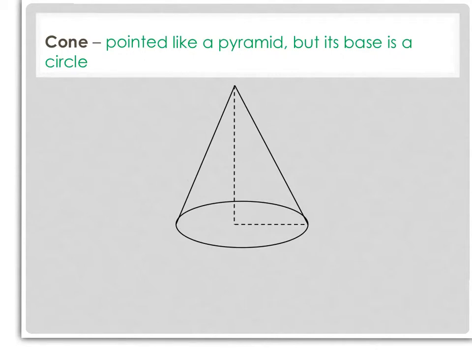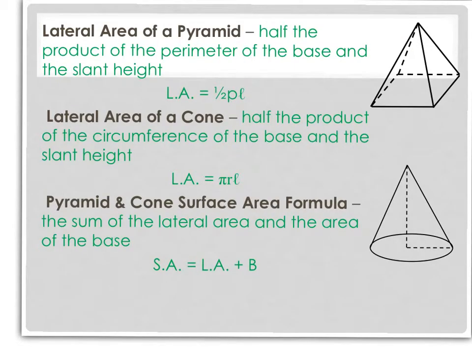A cone is pointed like a pyramid, but its base is a circle. Lateral area of a pyramid is half the product of the perimeter of the base and the slant height. So we can use the formula that lateral area equals 1/2 PL, where L is the slant height. So in our pyramid on the right, this is L, and your height would be in the center. This would be your height.